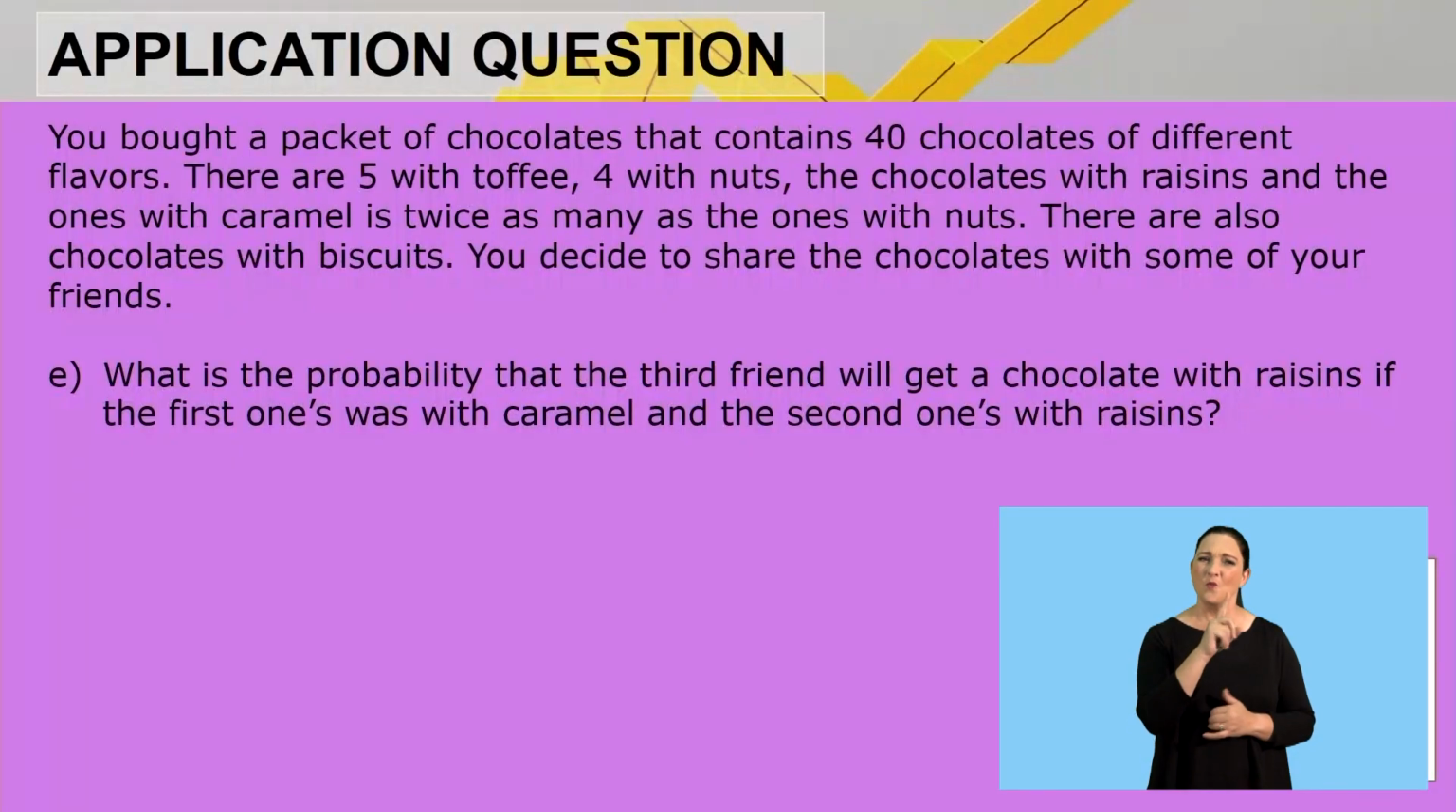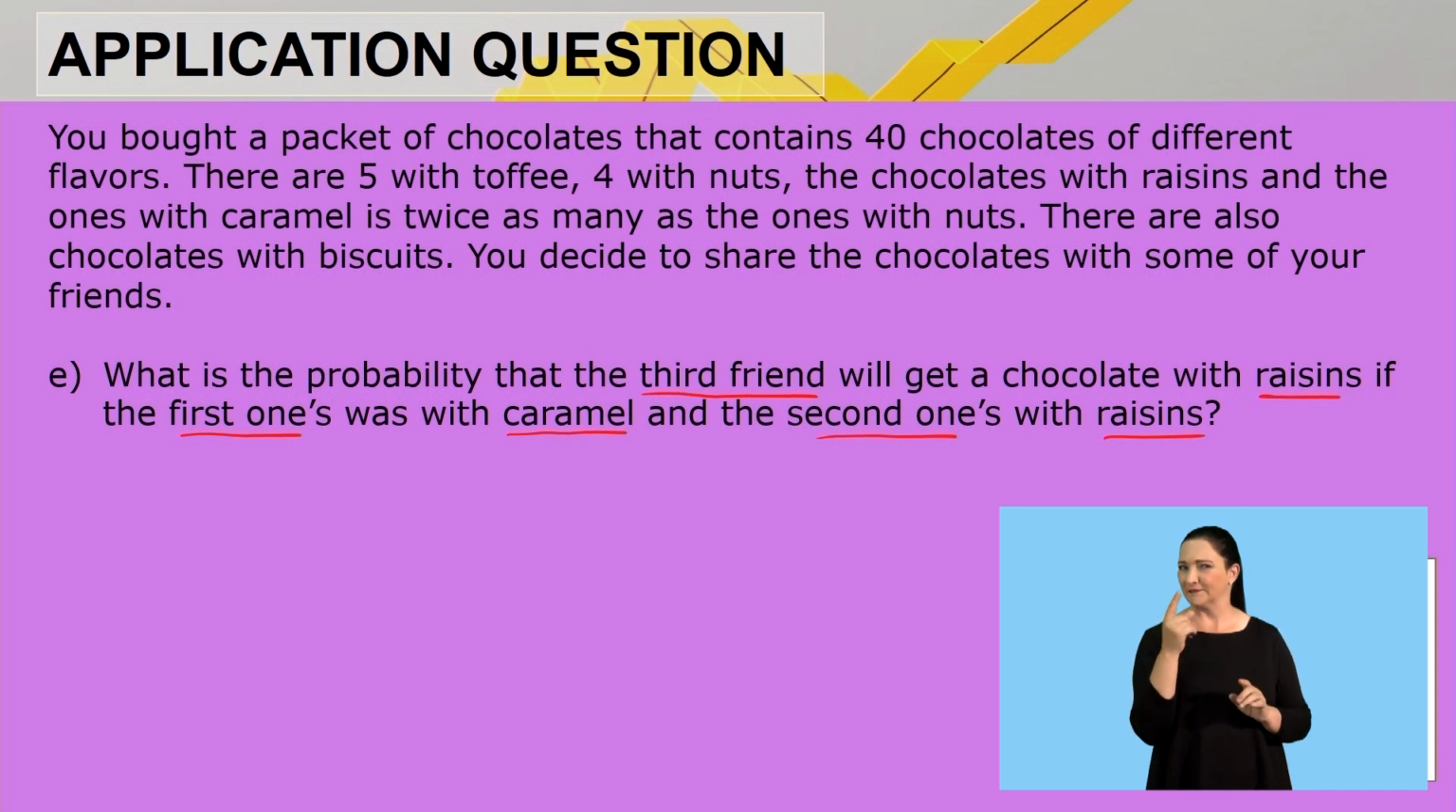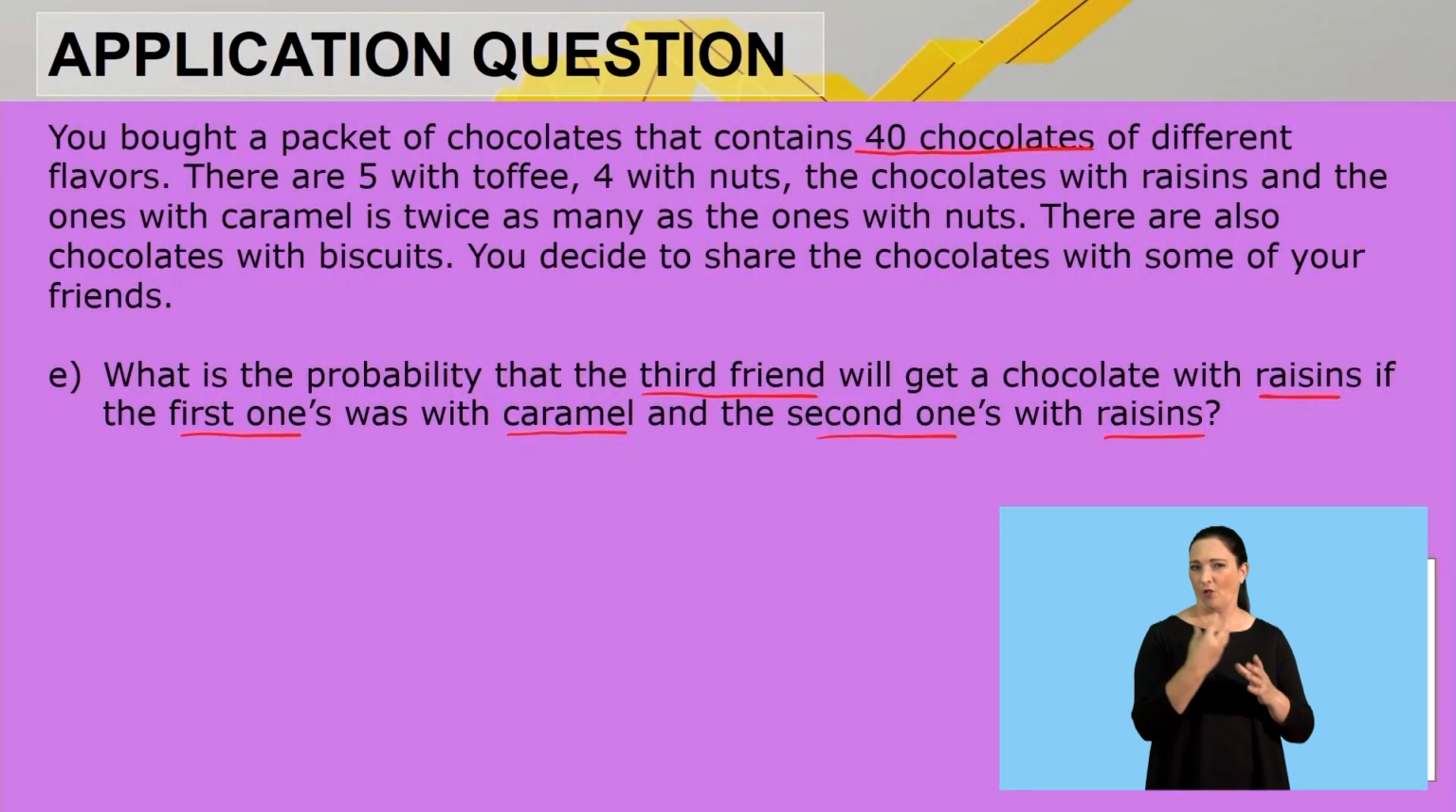Right, so here at question number E, we are saying what is the probability now that the third friend will get a chocolate with raisins if your first friend already took one with caramel, your second friend took one with raisins. Okay, very important to understand what's happening here. And when we do this type of questions, I want you to basically picture this happening. Okay, so we started off by saying we have a total of 40 chocolates. But now, your first friend already took one, and that was a caramel, as we can see.